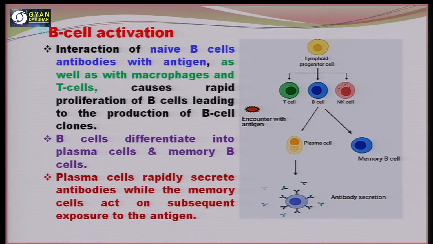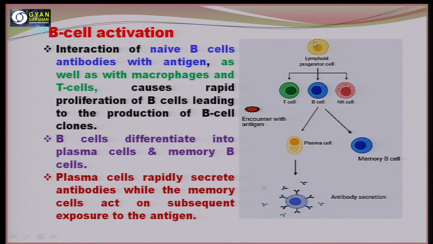I want to discuss B cell activation, how B cells activate. It is very important, because without activation an immune response will not take place. So I want to discuss one by one the interaction of the naive B cell antibody with antigen, as well as macrophages and T cells, causing rapid proliferation of B cells and leading to the production of a B cell clone. You can see it in this figure.